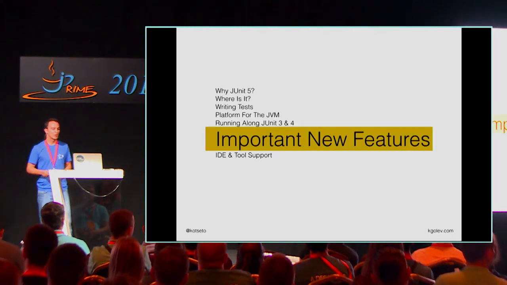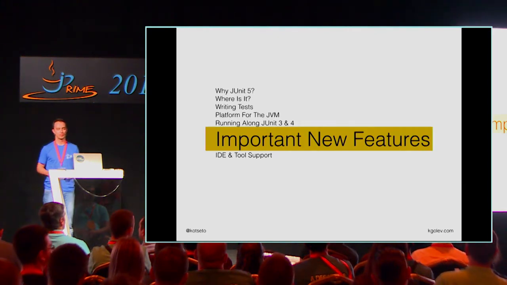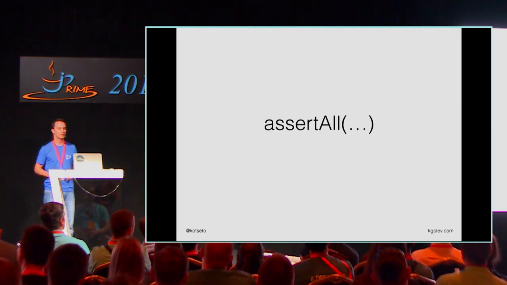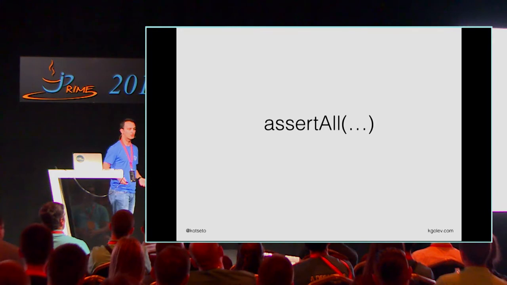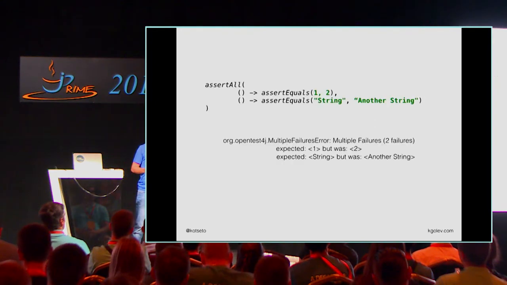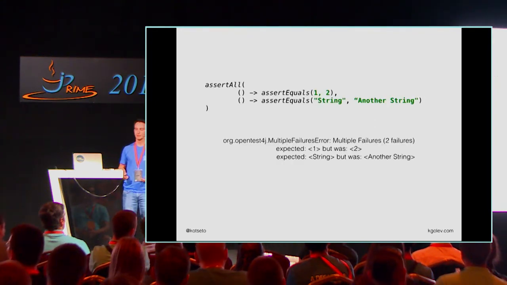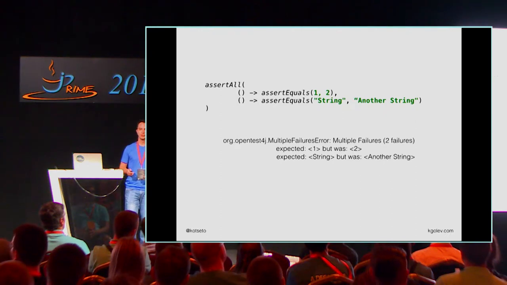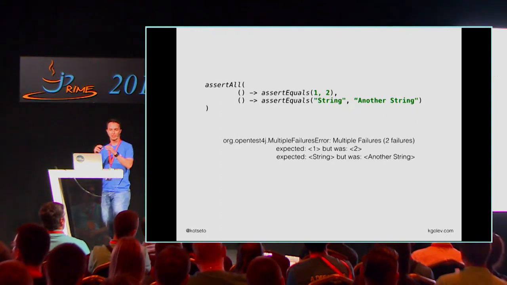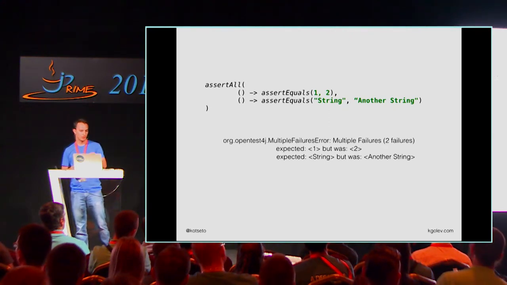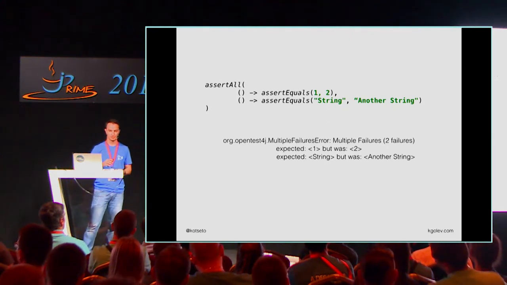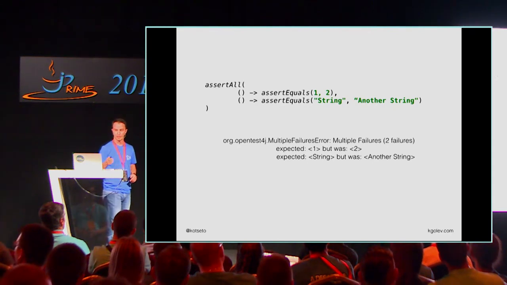So some important new cool features that came from JUnit 5. The first is assert all. You can finally assert as many things as you want. This is how it looks. With assert all, you can pass lambdas to it, wrapping your assertions. And in this example, you see they are both going to fail, and they're going to produce exactly this message.